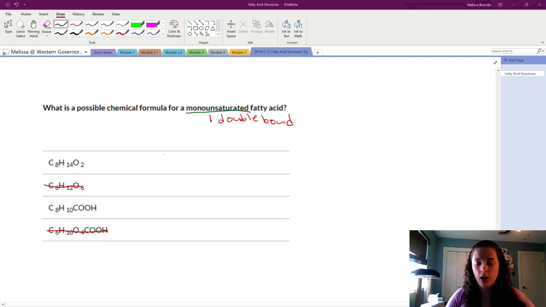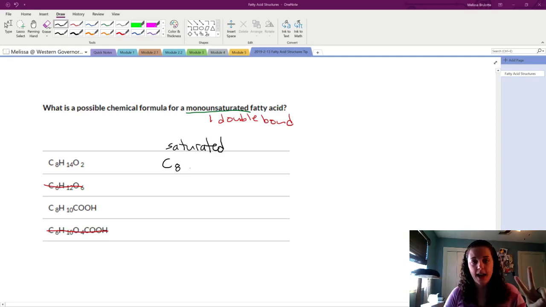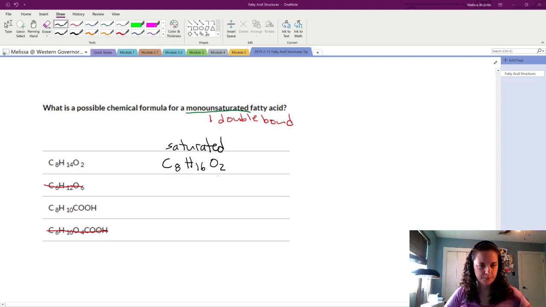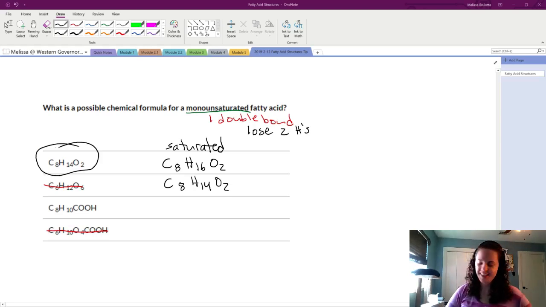So both of our remaining options are C8. And remember, if it was saturated, it would have twice as many hydrogens as carbons. So this would have to be C8H16O2. So if we're looking for monounsaturated, we're making 1 double bond, so we lose 2 hydrogens based on the saturated. So we're looking for C8H14O2, which is what we have right here.